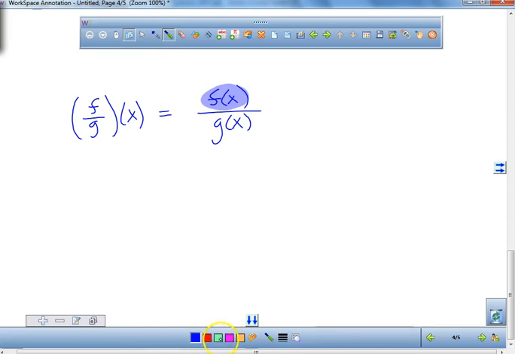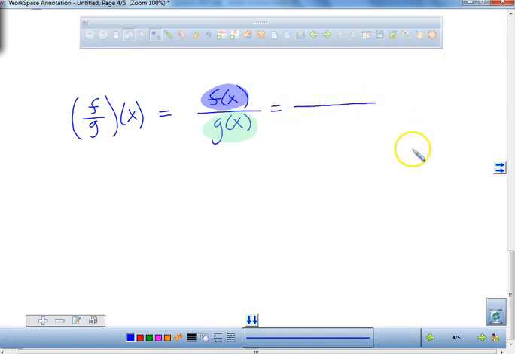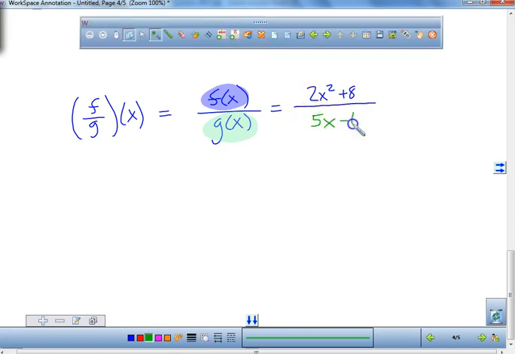Now, sometimes these can be a little bit tricky, okay? This one is not tricky. I'll give you an example of a tricky one. So what is f of x again? It's 2x squared plus 8, and g of x is 5x minus 6. By the way, 5x minus 6 does not perfectly divide into 2x squared plus 8, so we have to kind of keep it this way. So this is your answer.